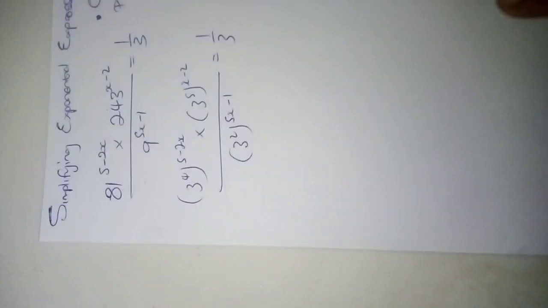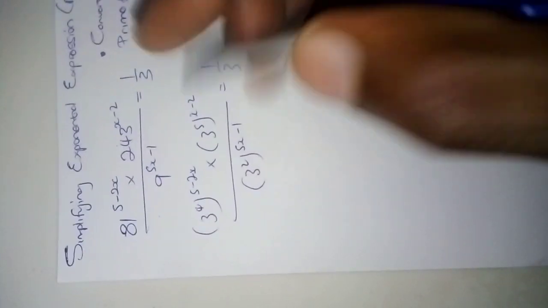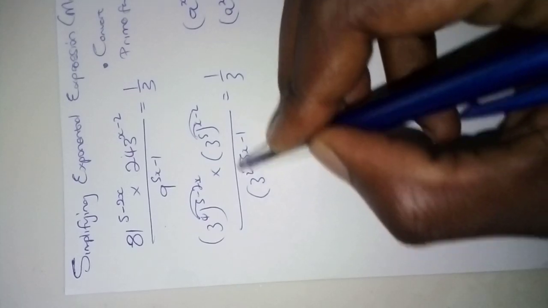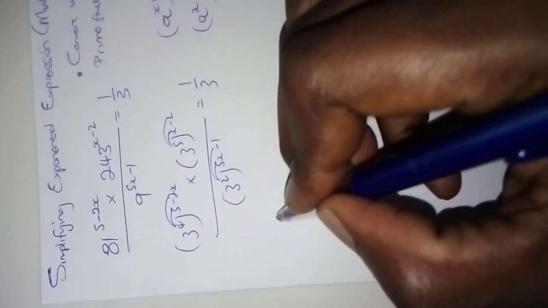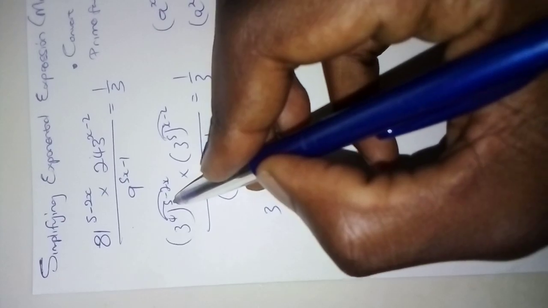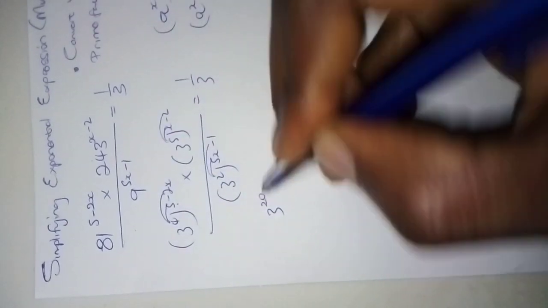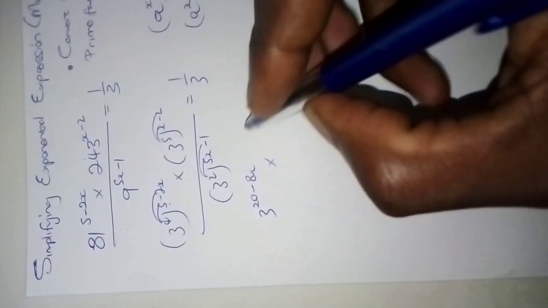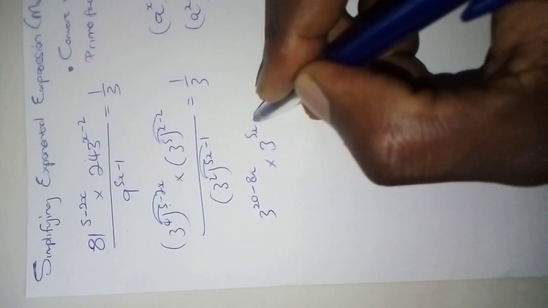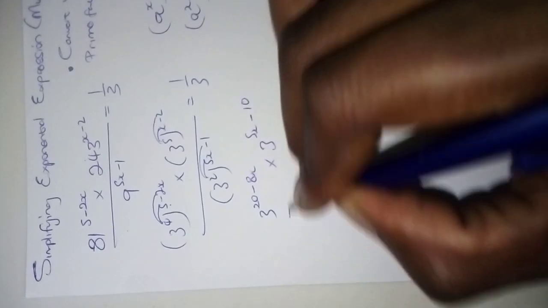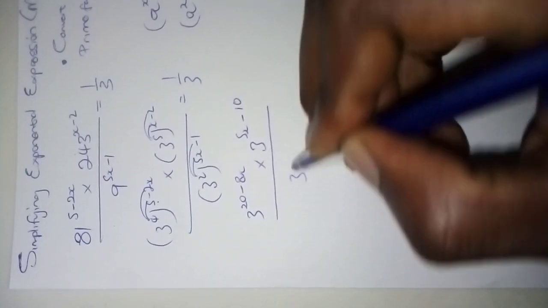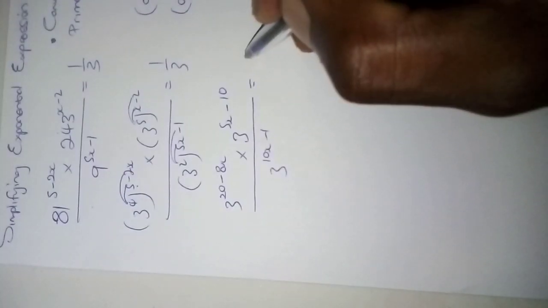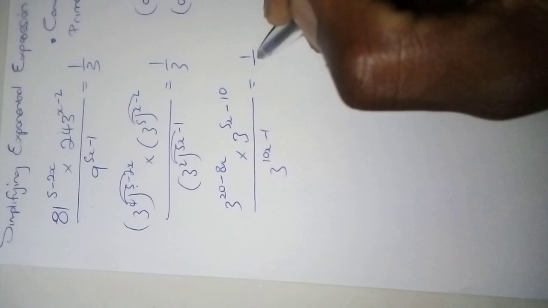So now let's apply that on this expression. This will multiply everything here, and multiply everything there. So now you have 3, 5 times 4, that's going to give you 20, minus 8x, times 5 times x, that's going to give you 5x minus 10, divided by 3, 10x minus 1, it's equal to 1 over 3.